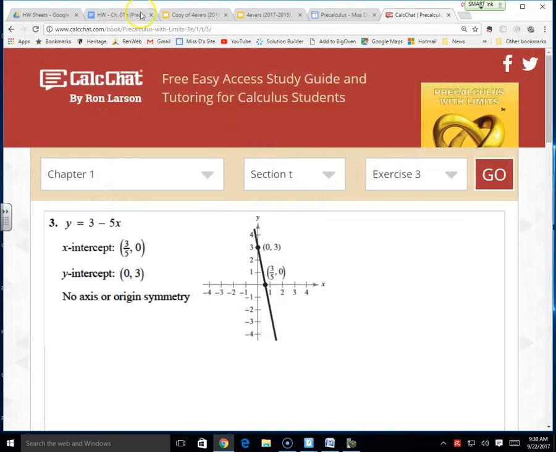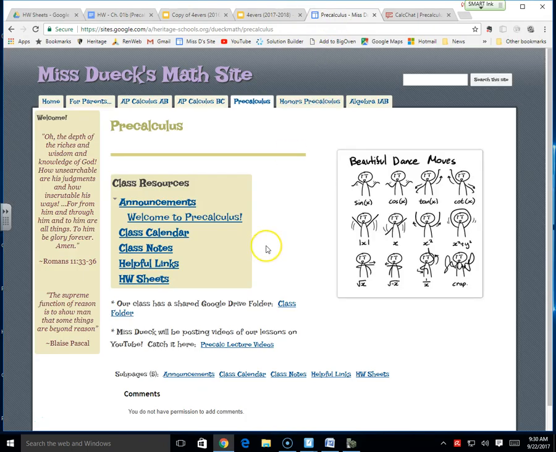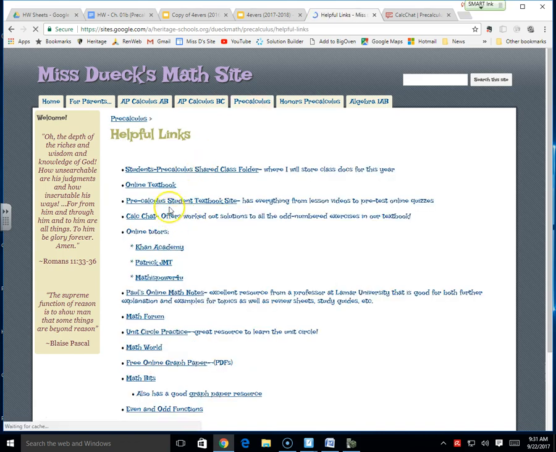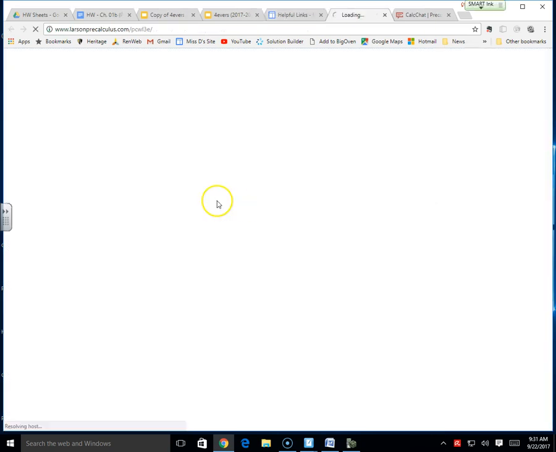Okay. There's one more place. Where am I right now? Website. Helpful links under Precalc. There, we go, a student textbook site link. This isn't a textbook, it's a site for the textbook. And when you go to this site, let me show you a couple different things, okay?